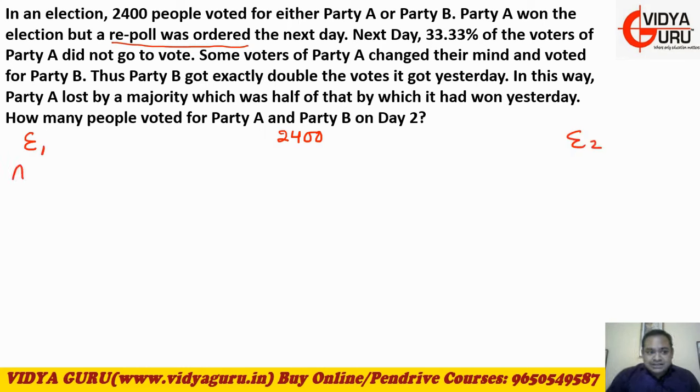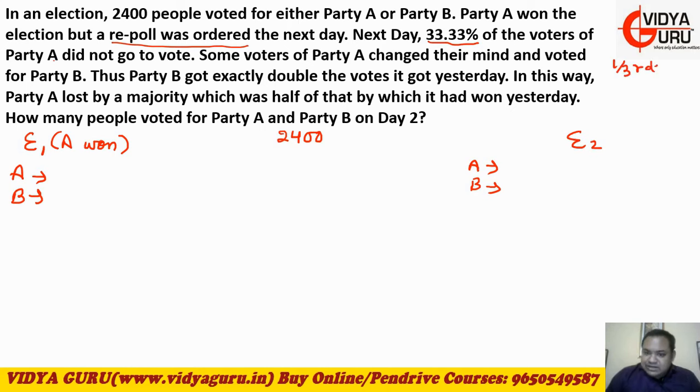So two parties are there, A and B. A and B we write here. We will write the number of votes they received. So what happened in second election, next day election? So here you remember that A has won. Today A won. Next day again election was held. So next day 33.33% of the voters of party A did not go to vote. So 33.33% is equal to 1/3 of anything.